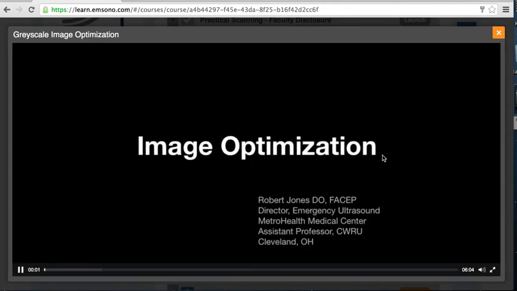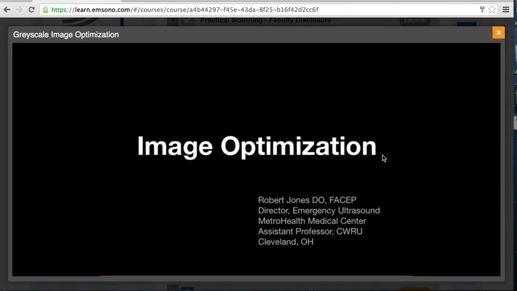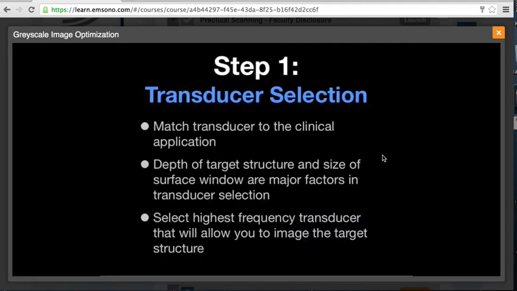I'm Dr. Robert Jones, and in this lecture we're going to go through grayscale image optimization. Let's take a look at the first step. It's transducer selection. You need to match the transducer to the clinical application.